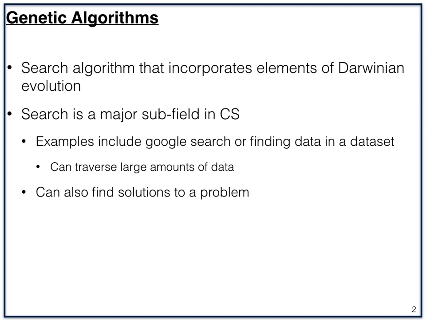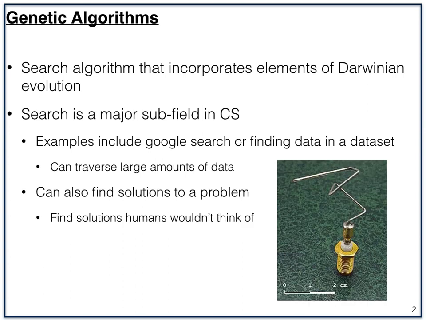So the example I like to give is NASA wanted to design an antenna for one of the spacecraft and used a genetic algorithm to evolve the shape of this antenna. One of the advantages of search for finding solutions like this is that it can find solutions that humans wouldn't think of, because it has the ability to try very unique combinations that we wouldn't think of.